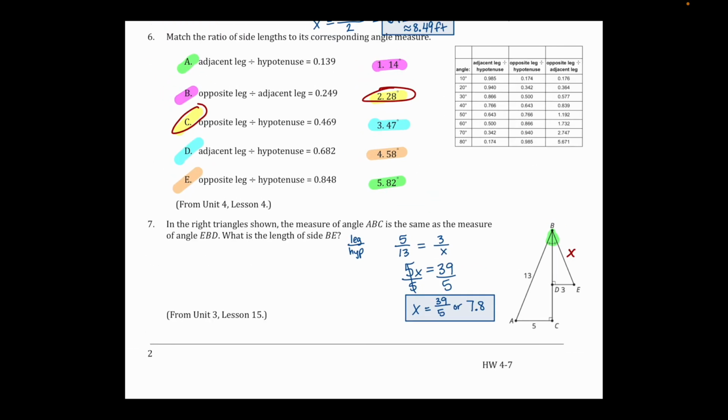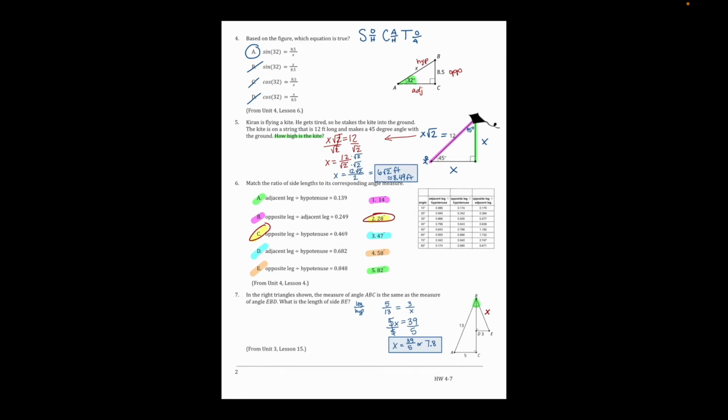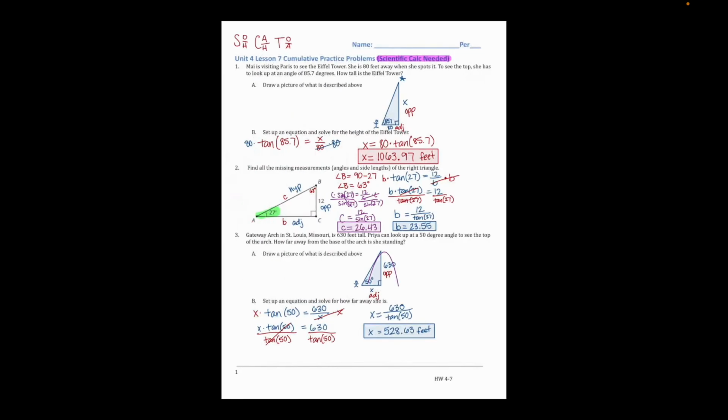And that's going to be it for the homework. So thanks for sticking with me through that. Hopefully this helped you understand anything you didn't quite get. And yeah, this has been the Unit 4, Lesson 7 Cumulative Practice Problems for Illustrative Math Geometry.